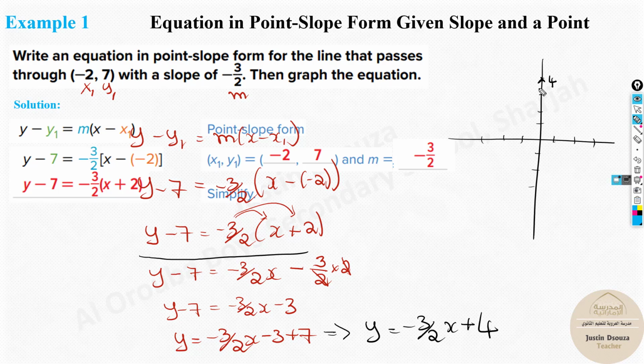Where is the next point? It'll be 1, 2, 3 down. Why? Because it's minus 3. And 2 means 2 to the right. 1 and 2. This is the next point. So your graph would be this point and this point. Just draw a straight line meeting these 2 points. Just take a ruler and draw it and extend it. That would be the line.